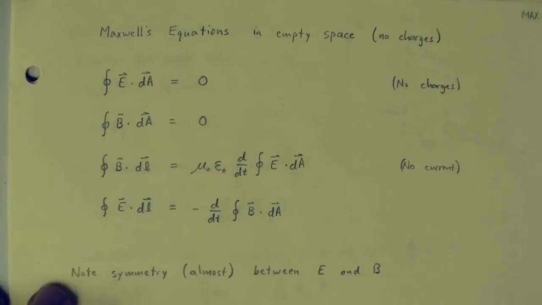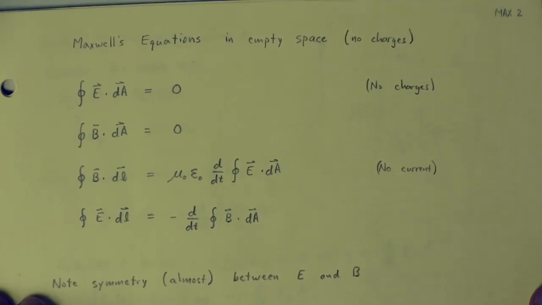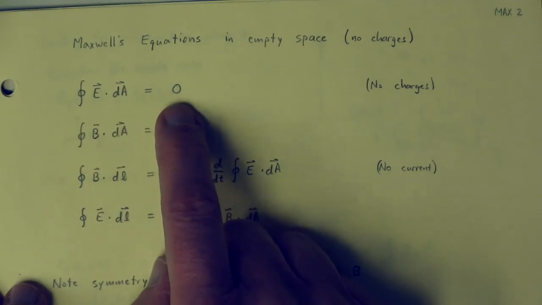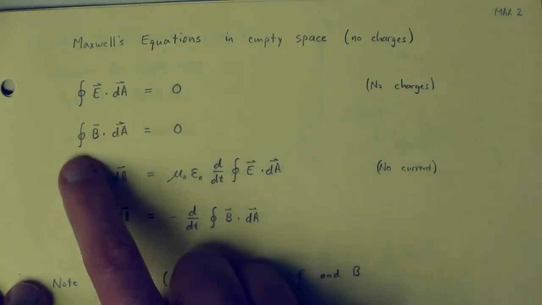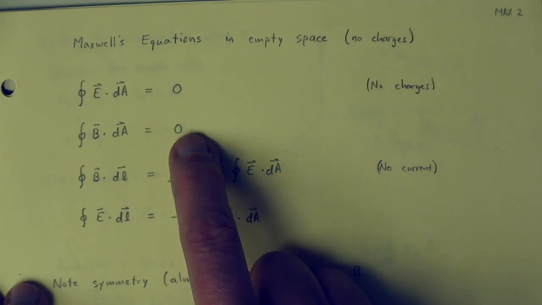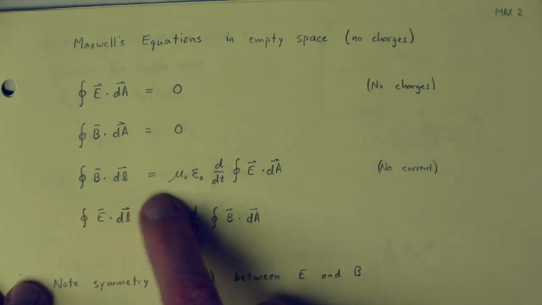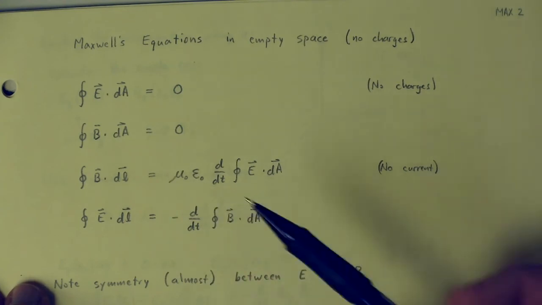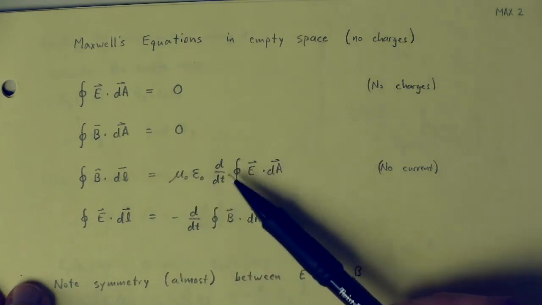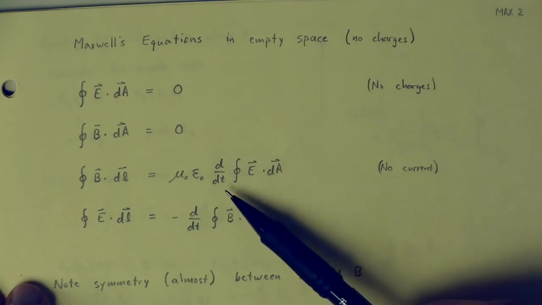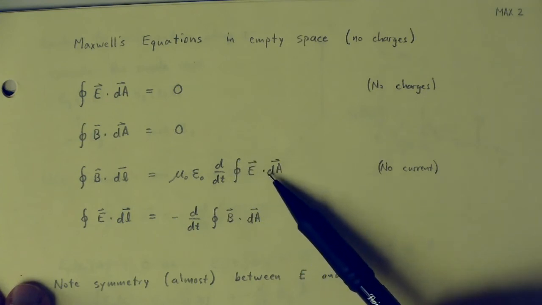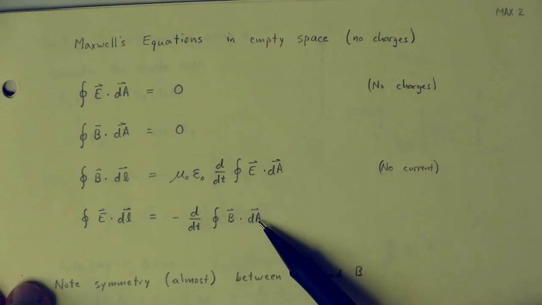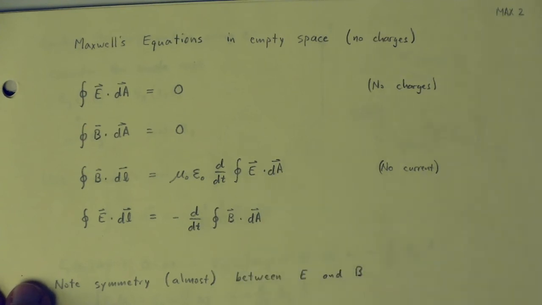Here are Maxwell's equations in a vacuum, in empty space, no charges. So look at Gauss's law. It's much simpler. It's just 0 on the right. And the magnetic one is the same. Now here is Ampere's law, but there's no current. There's only this new term, which I now have written out completely. Instead of just saying the flux, I've written out what the flux would be. It's E dot dA. And down here is the magnetic flux in Faraday's law.